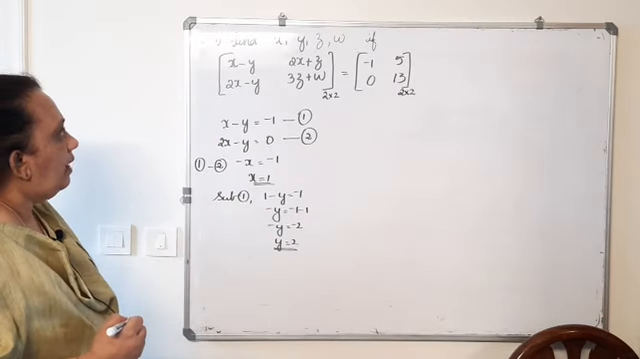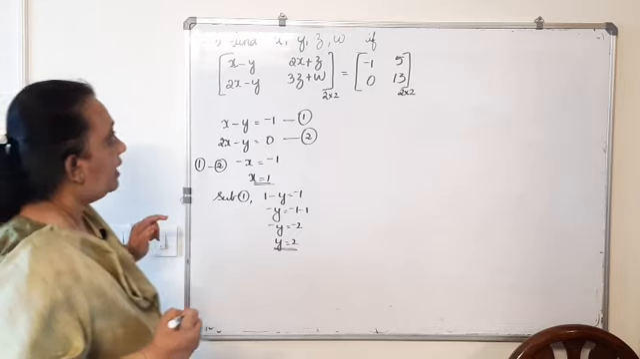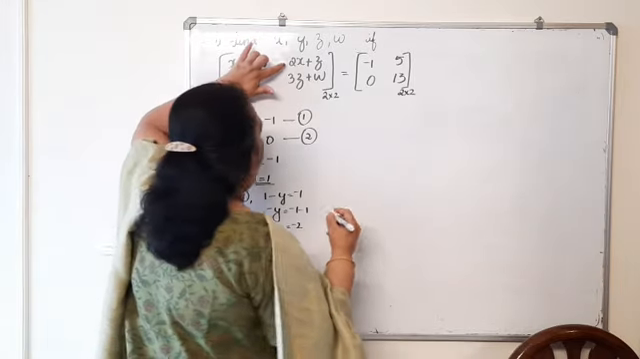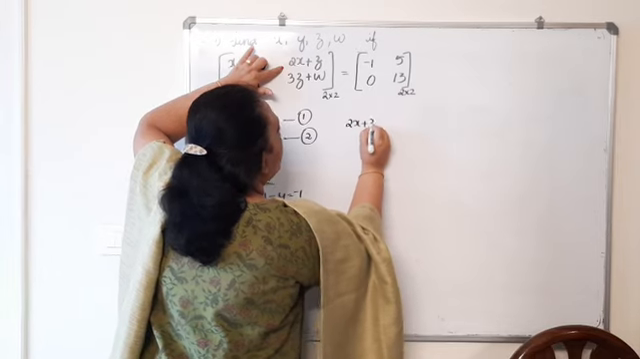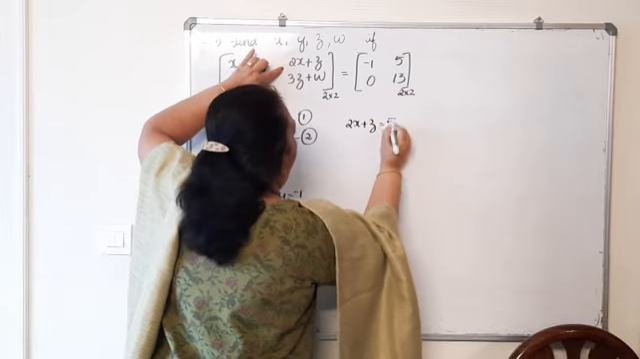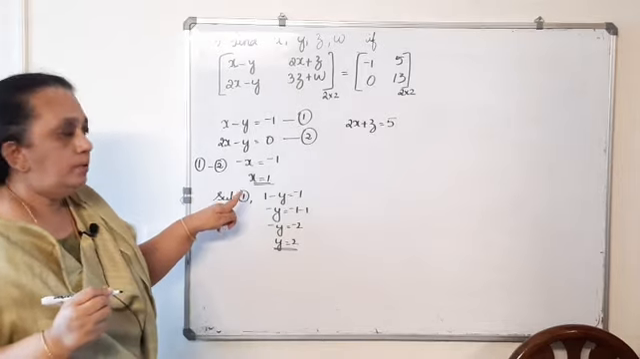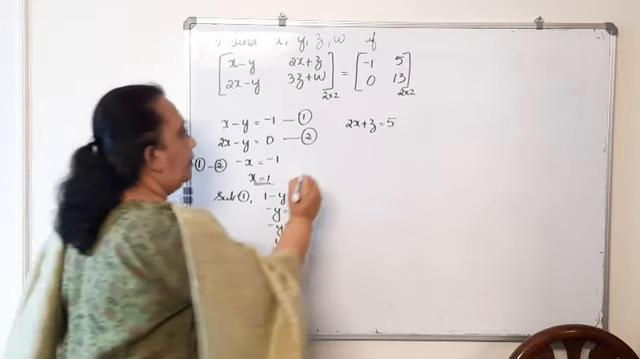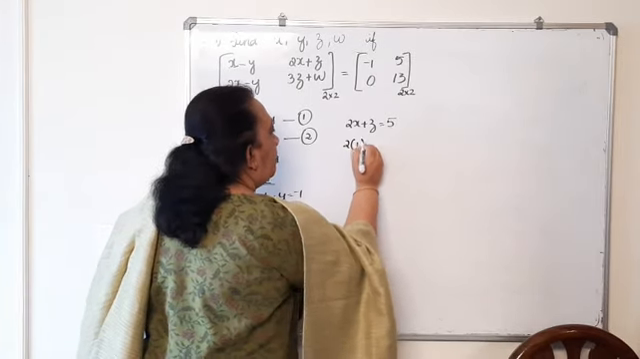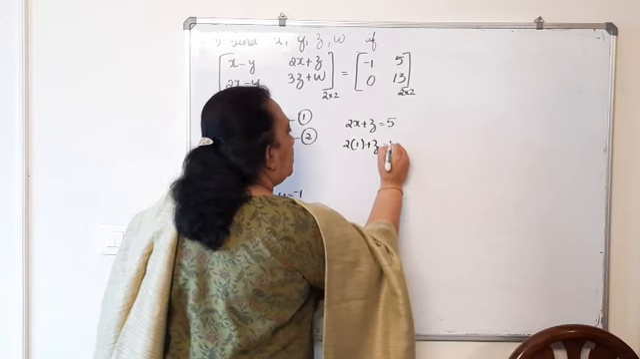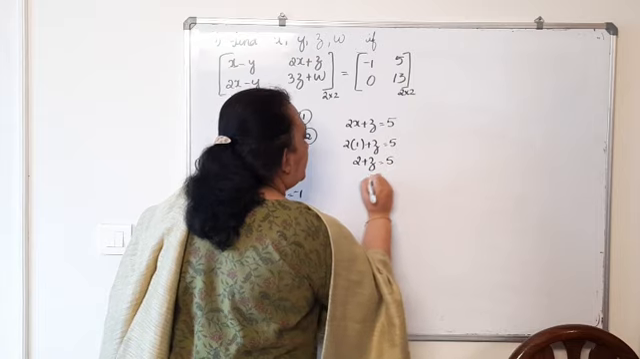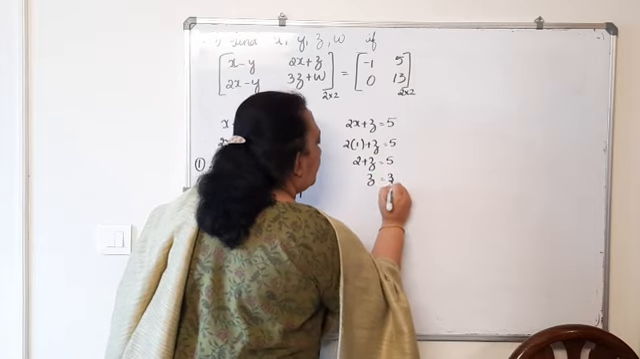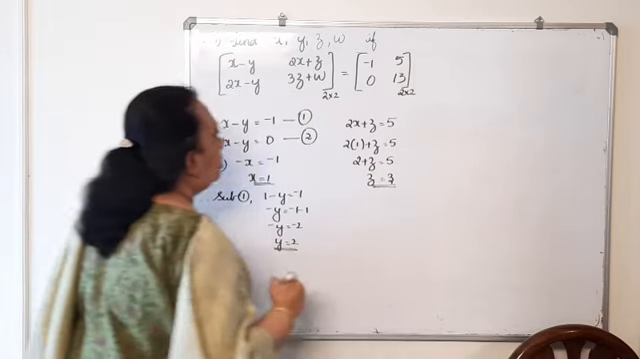Now you have to get the value of z and w. Now take this one, 2x plus z is equal to 5. That means you already know the value of x. That is 2 into 1 plus z is equal to 5, or 2 plus z is equal to 5. z is equal to 3.